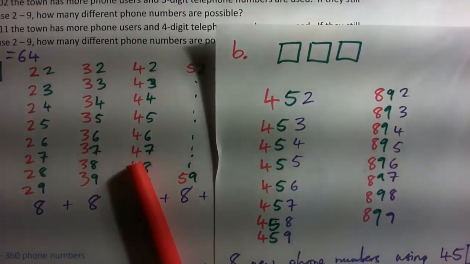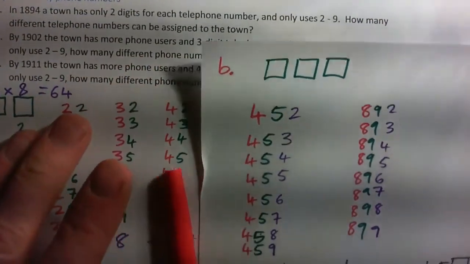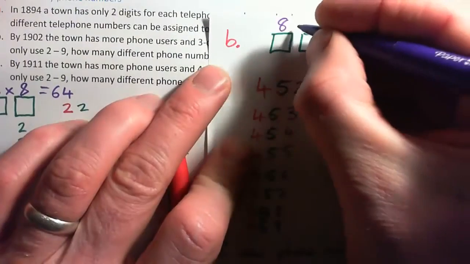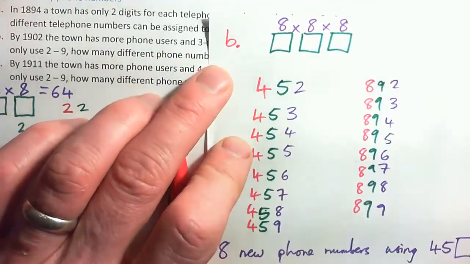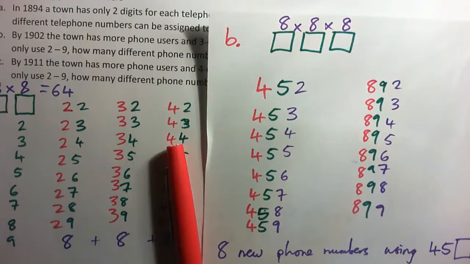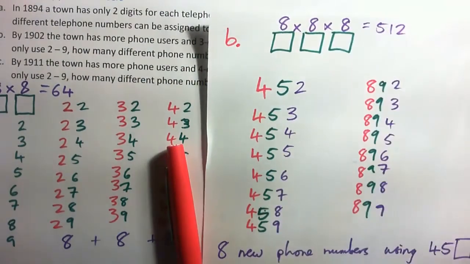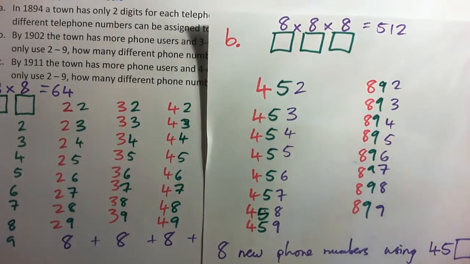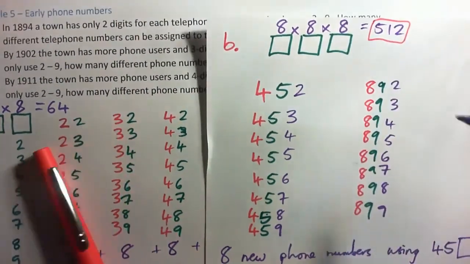And so the way to get the answer to this, how many different phone numbers are possible if you're using 3 digits and you're using just 2 to 9, not 0 and 1, the answer is 8 times 8 was 64, wasn't it? But times 8 again, that's 512, isn't it? So just by adding on another digit, we've gone from 64 phone numbers to 512 possible phone numbers.